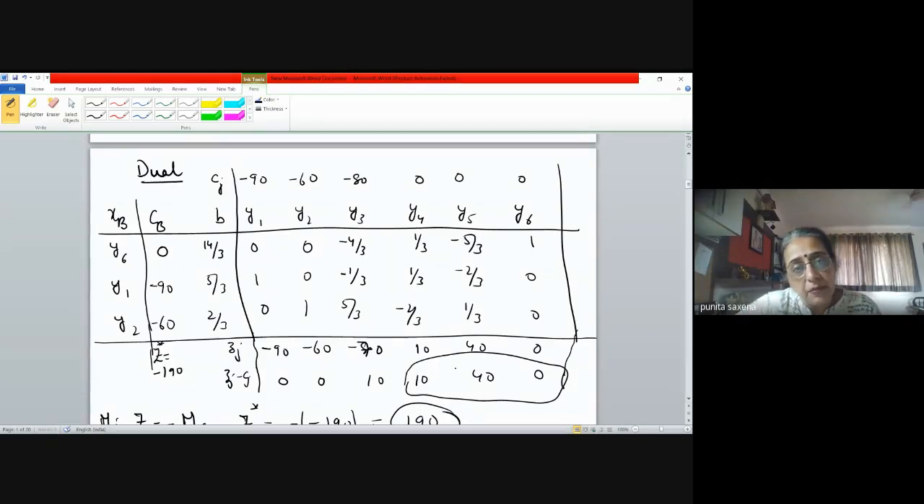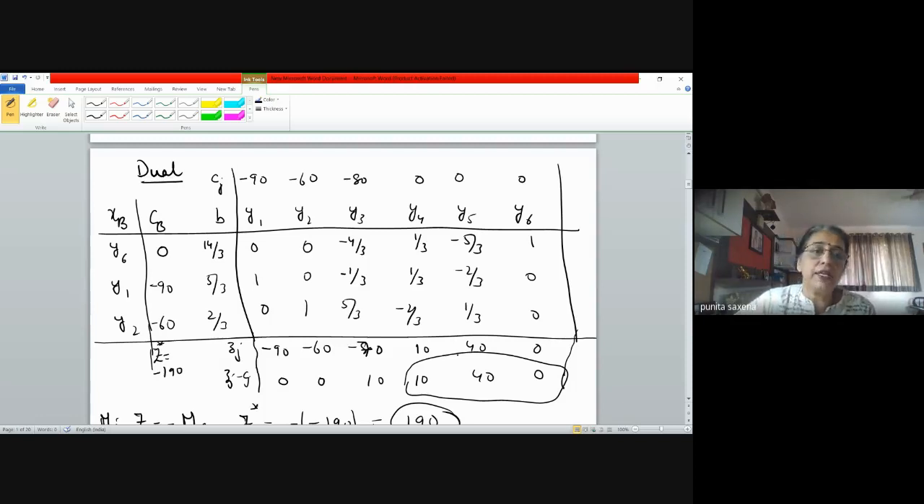So basically, that means if your dual is minimization with more than or equal to types, I mean, it could be for primal also. So if you have minimization with more than or equal to types, then Zj minus Cj's of your surplus variables will give you the solution for your dual.